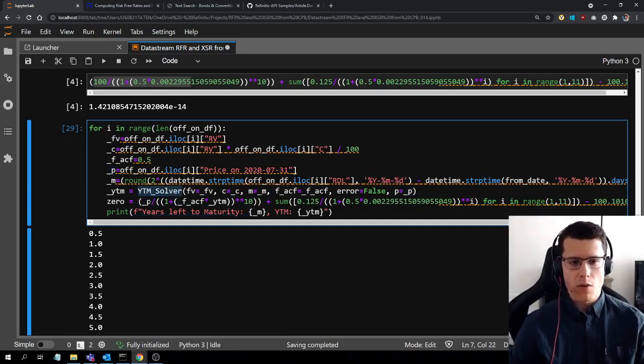So what do we have here? We have our price. We're dividing it by, what's this? We're dividing it by 1 plus the frequency, the yield to maturity, which we've calculated. Aha, here it says to the power of 10. That won't work.